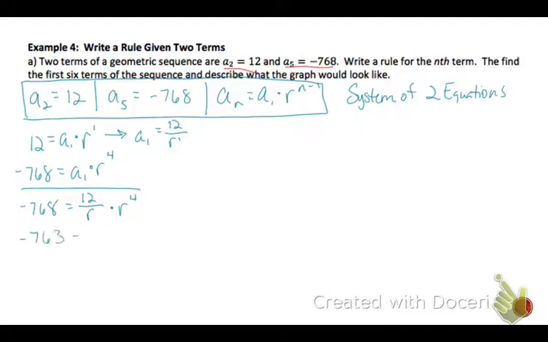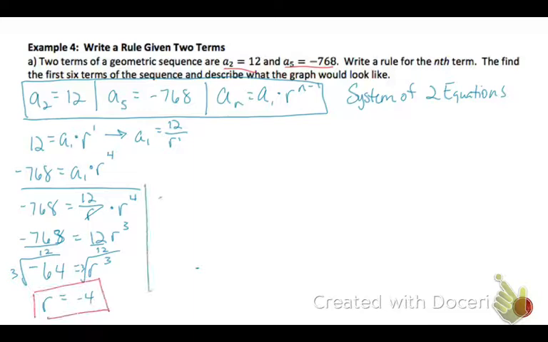All right, multiplying, so our r's will divide out and we'll be left with negative 768 equals 12 times r cubed. So I'll fix that in a moment. So negative 768 divided by 12 is negative 64, taking the third root. So now we know the rate, which is negative 4.